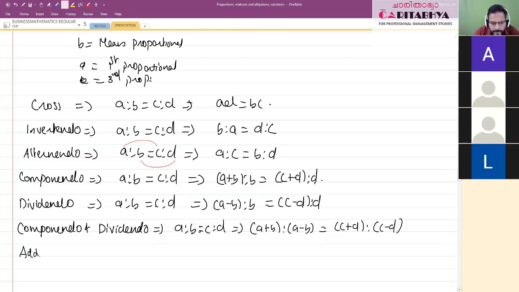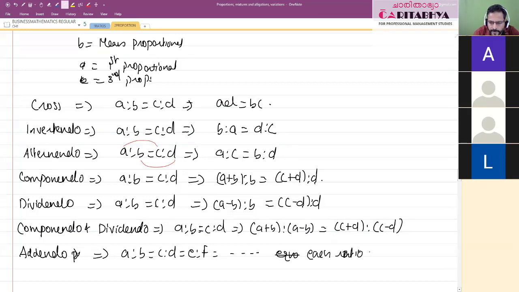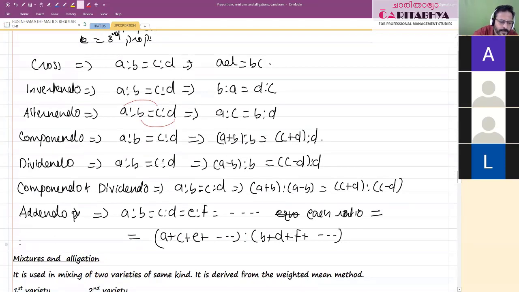Then the addendo property will be A is to B is equal to C is to D is equal to E is to F is equal to etc. Then each ratio will be equal to A plus C plus E plus etc. is to B plus D plus F plus etc. Clear? So subtractando and subtrahendo property, അതിൽ plus വരുന്നതിന് പകരം minus വരും. Subtractando and subtrahendo property.